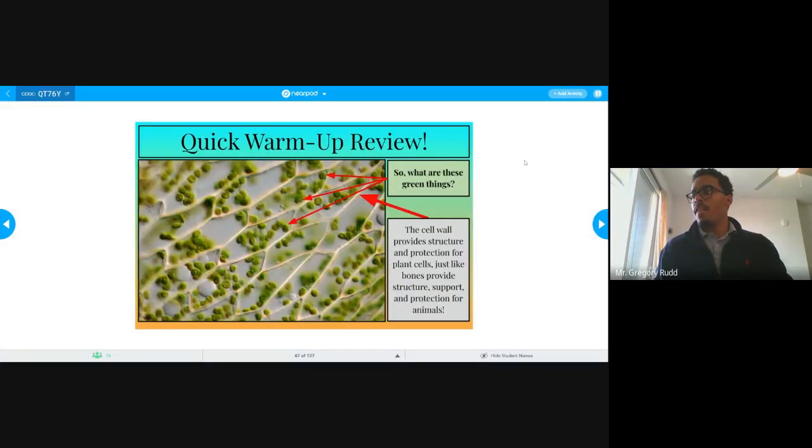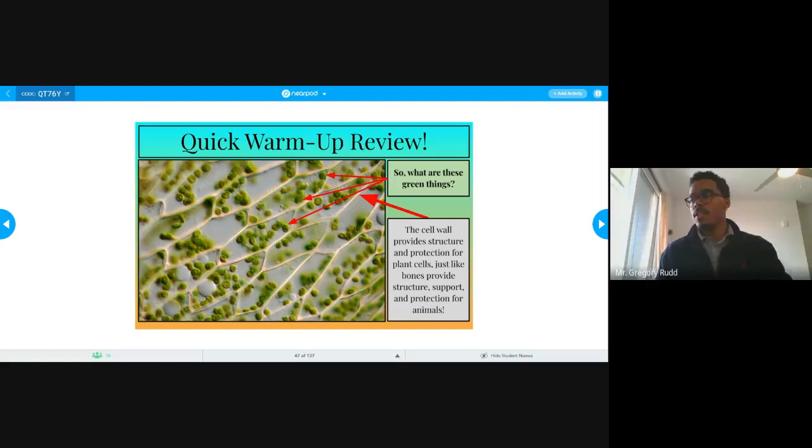Now, what do you all think are those green things? What are those green things? And I'm not going to ask an open-ended question here. I just want somebody to unmute themselves and tell me, what do we think these green things are? If these are plant cells.